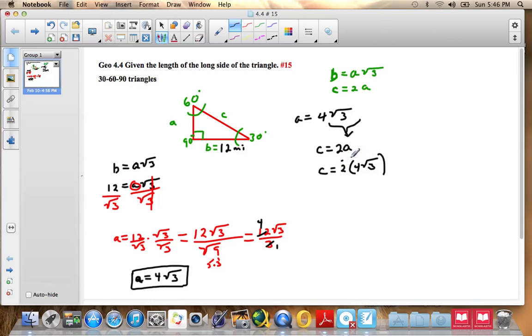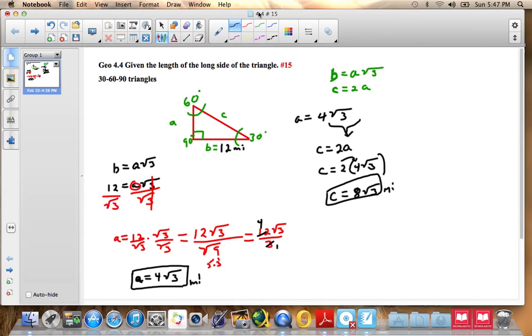So I'm going to take 2 times 4, which is 8. So C is going to equal 8 square root of 3. And so now I have solved for C. So then to determine the length of each, and these are all miles, right? Got to put my units in.